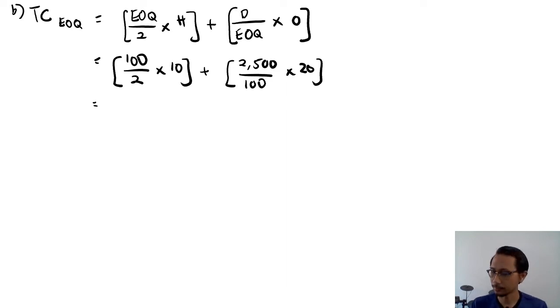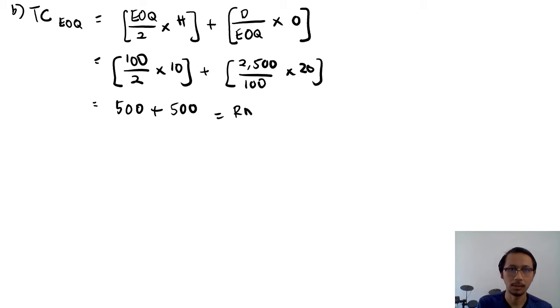Now let's calculate. Make sure you have your calculator with you right now. So here you must have 500 ringgit, then another 500 ringgit for your total ordering cost. So total will be 1,000 ringgit.